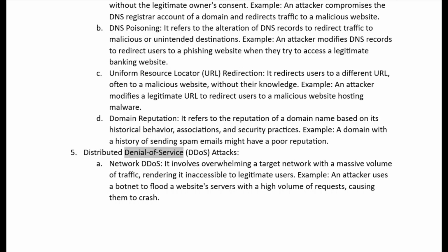Distributed denial of service (DDoS) attacks. Network DDoS. It involves overwhelming a target network with a massive volume of traffic, rendering it inaccessible to legitimate users. Example: an attacker uses a botnet to flood a website's servers with a high volume of requests, causing them to crash.